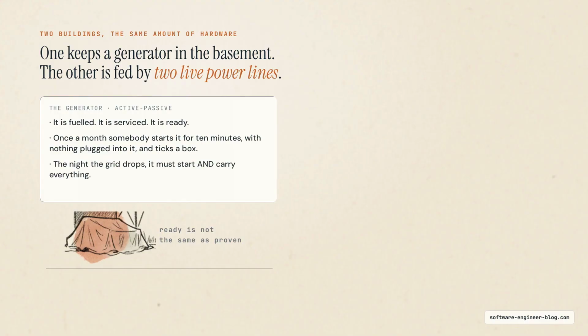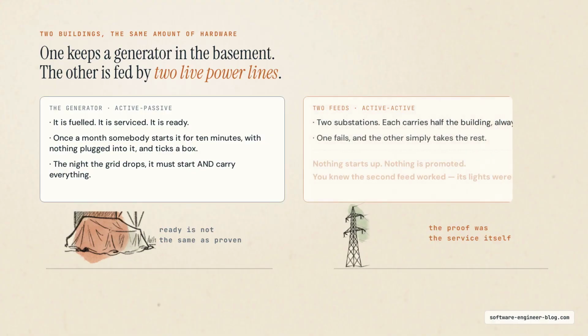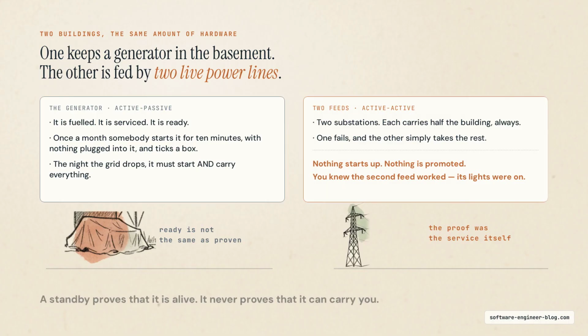Now think of a building fed by 2 power lines from 2 different substations, each carrying half the load all day, every day. One line fails, and the other picks up the rest. Nothing starts up, nothing gets promoted, the lights do not even flicker. That building is active-active. And here's the part that matters. In the second building, you already knew the second line worked because the lights it was powering were on. The proof was the service itself. In the first building, the generator has proved that it can start. It has never once proved that it can carry the building.